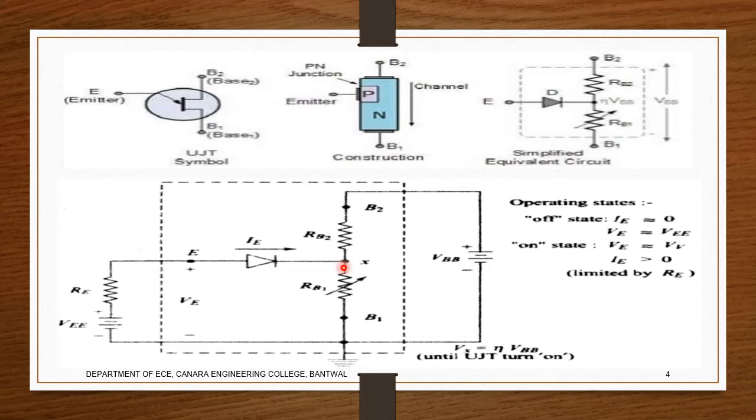Looking at this circuit, we can say that when IE is equal to 0, so that time VE is equal to VE. So nothing has been passed out of this circuit.